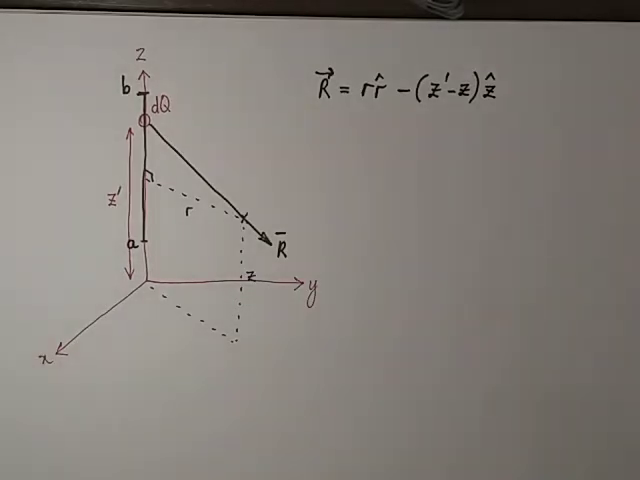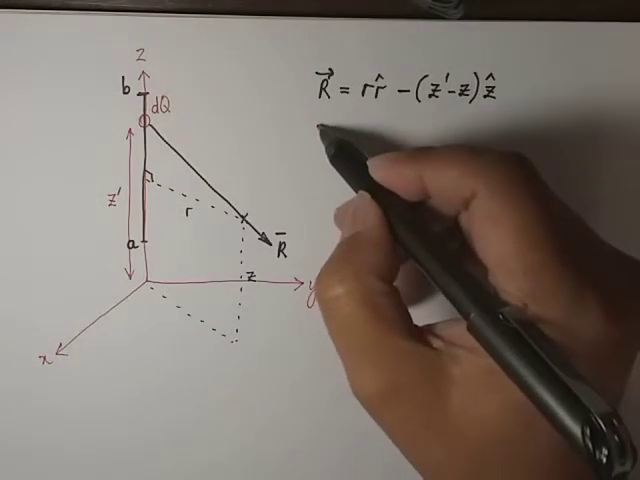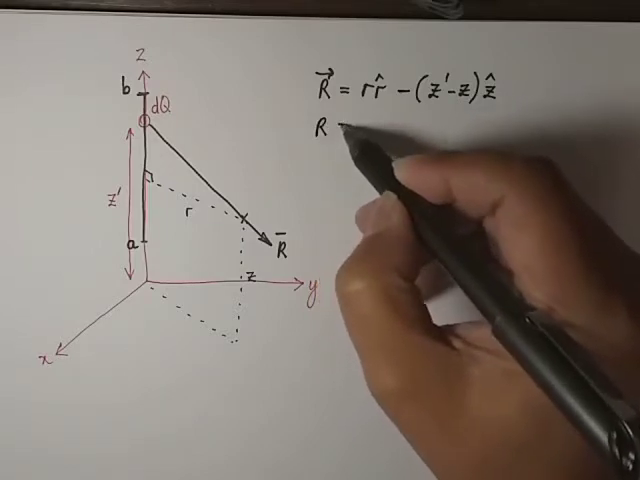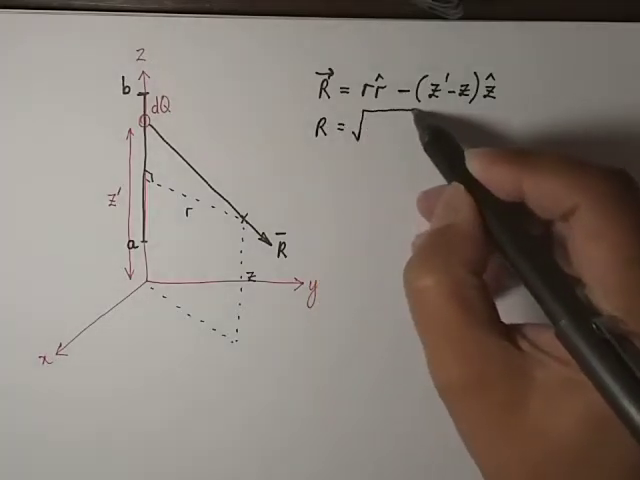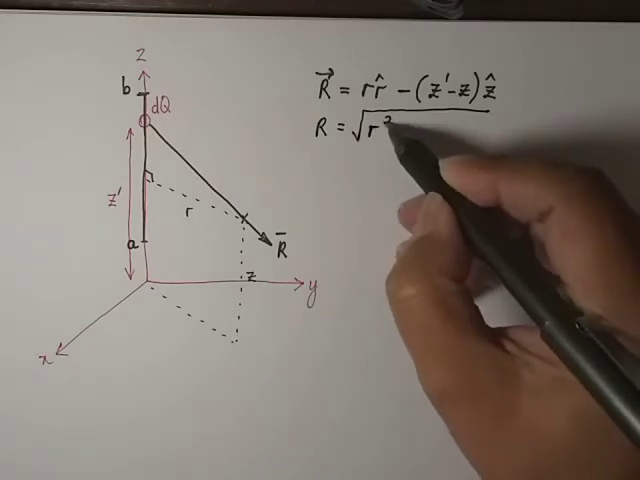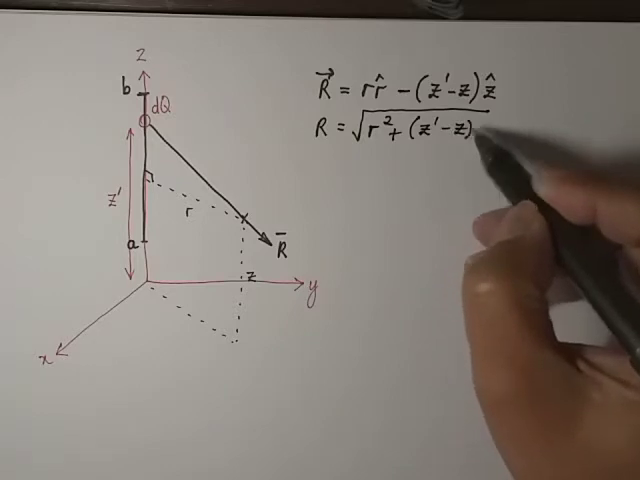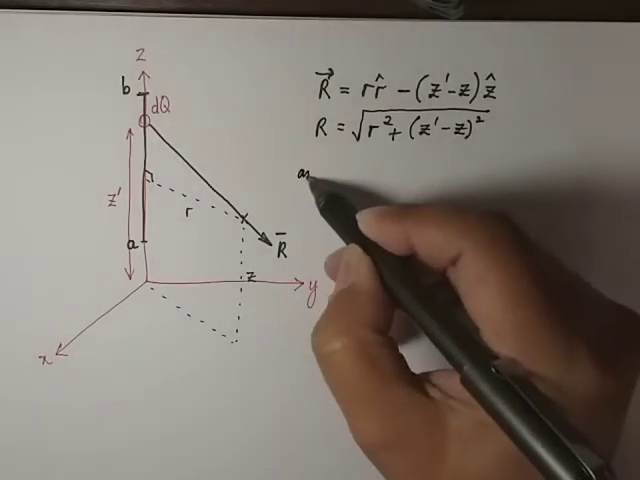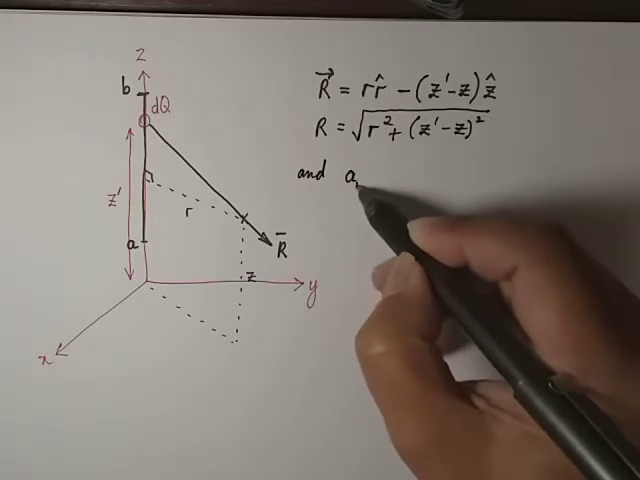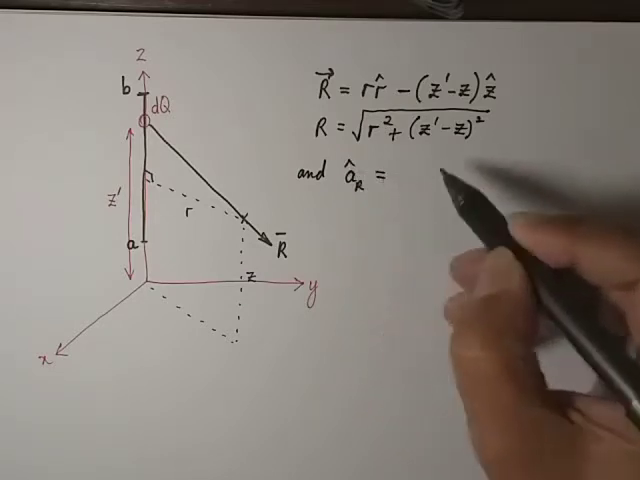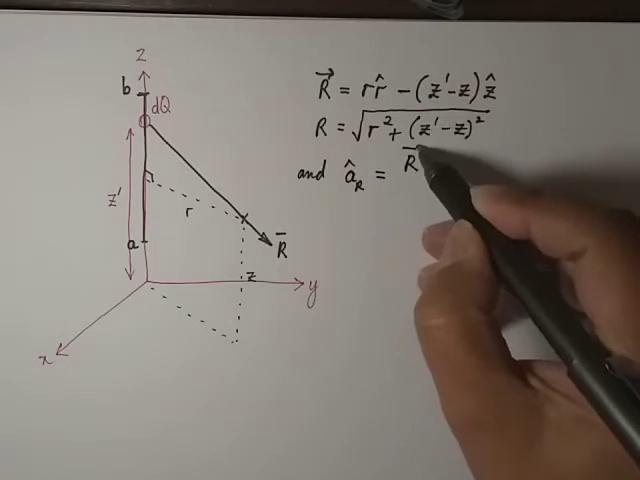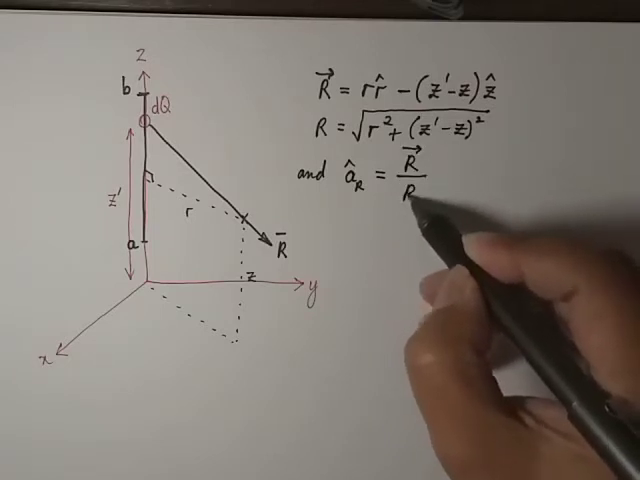Therefore, it's very important for us to draw a clear diagram when we want to solve EMT problems. Then we can define the magnitude simply as equal to the square root of R squared plus (z prime minus z) squared. And the unit vector should be equal to the vector divided by the magnitude.